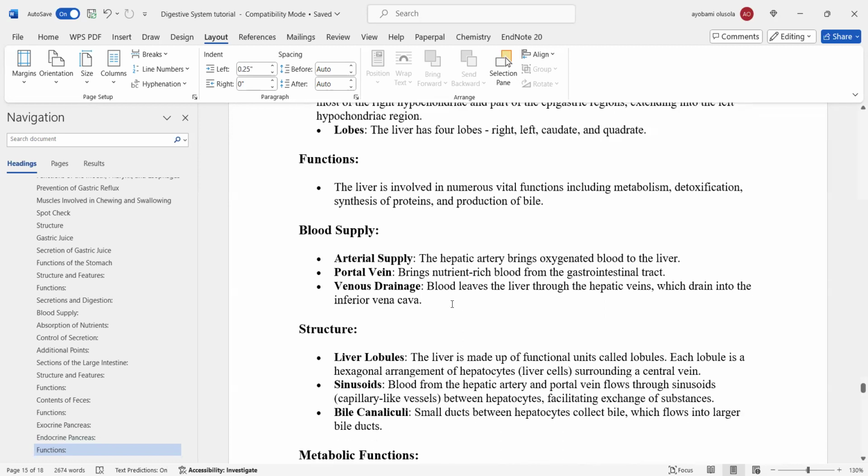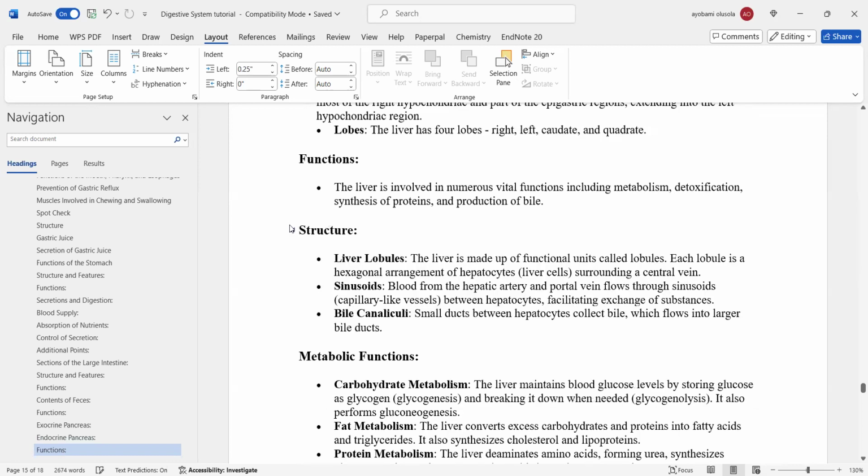We really don't need the blood supply. You may not be asked. Okay. So the liver cells are known as hepatocytes, and the hepatocytes are the functional units of the liver as an organ. Okay. So the liver is made up of functional units called lobules. Each lobule is a hexagonal arrangement of hepatocytes surrounding a central vein.